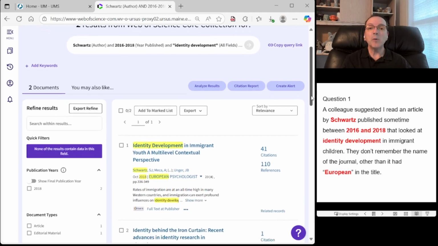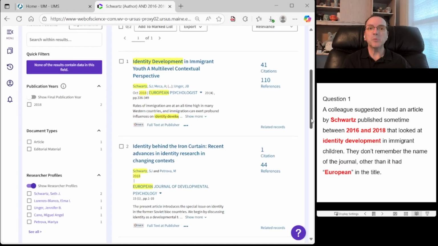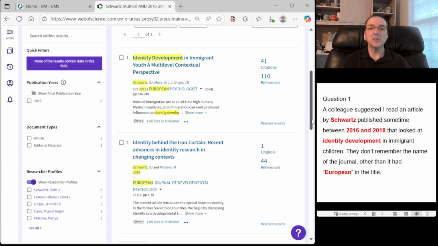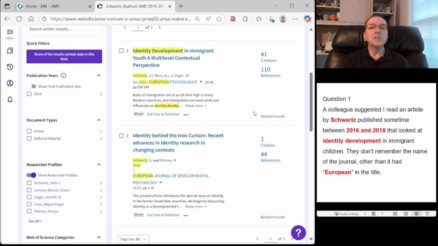Now, again, you always want to check and make sure that it's what you're actually looking for. Don't just assume it's correct. So we see two. One is titled Identity Development in Immigrant Youth, a Multi-level Contextual Perspective. So it is talking about identity development. It's got Schwartz as an author. Oh, look, it's in the European Psychologist, is the journal. So that's European in the title of the journal, and it's published in the right range. And notice it says identity development right there in the title.